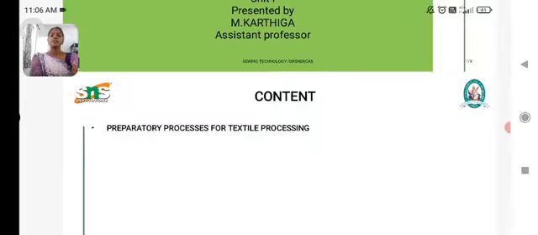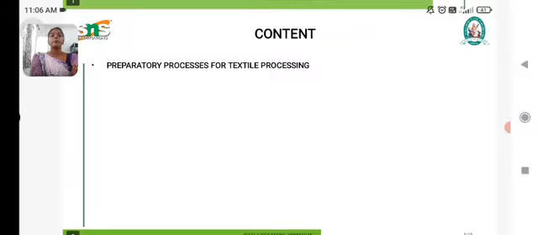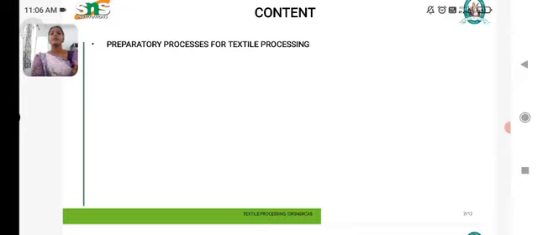Today we are going to see about the preparatory process for textile processing. There are many types, like dyeing, printing and so on. Textile chemical processing involves processes like dyeing, printing and finishing of textiles. However, the textile product has first to be cleaned up, to make it receptive to the dyes and other chemicals.